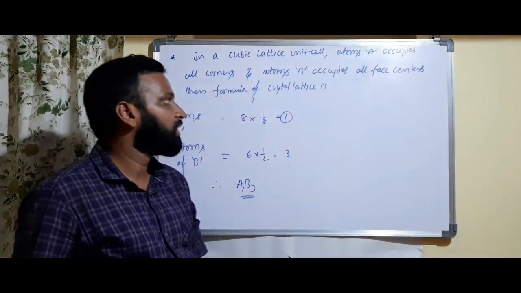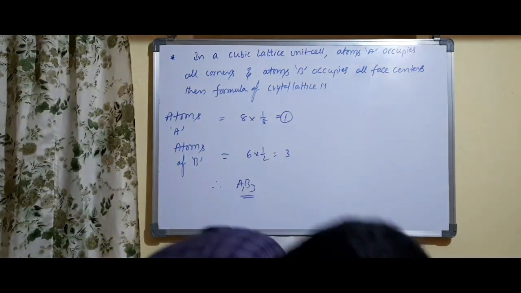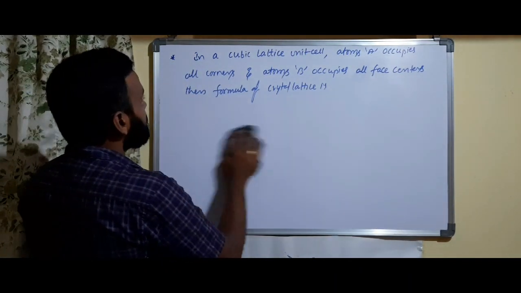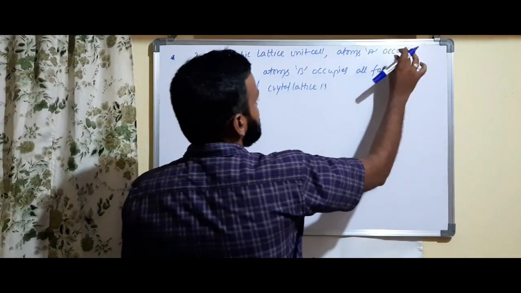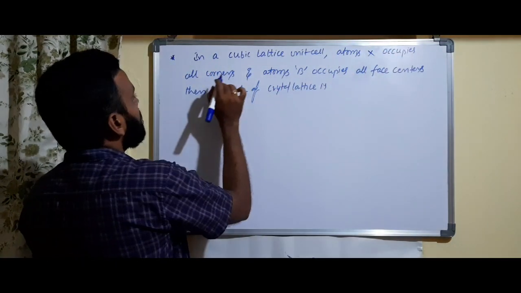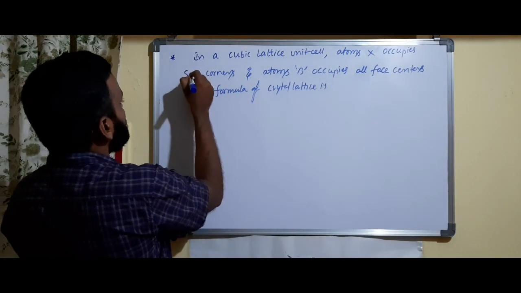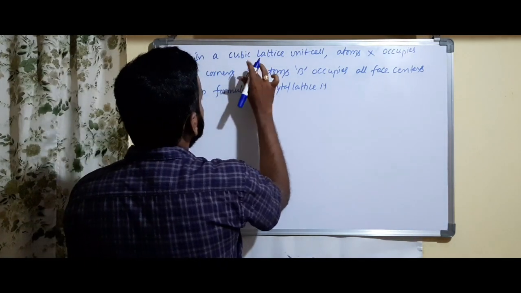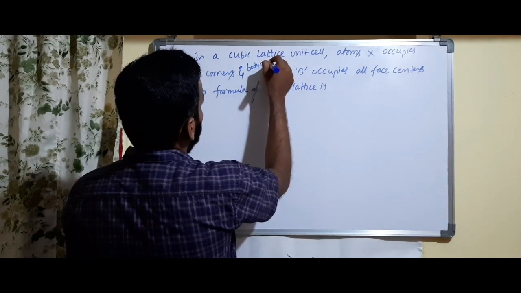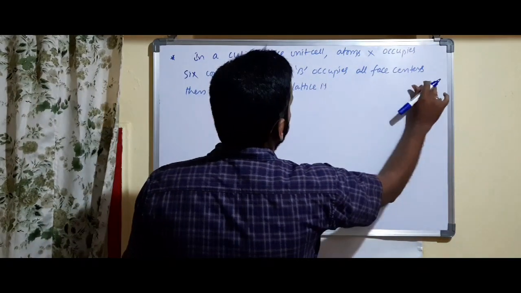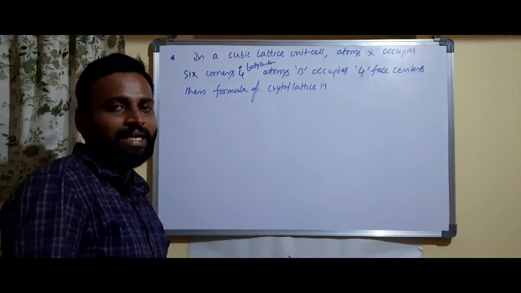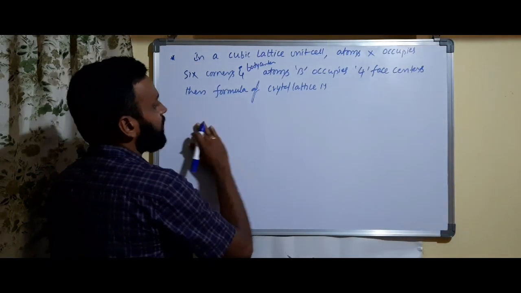Getting? So in this way you can solve numericals. Okay, let's see one more numerical of this kind. So in a cubic lattice unit cell, atoms X occupy 6 corners and the body center. Atoms Y occupy only 4 face centers. 2 face center atoms are missing, like that, if they are given.